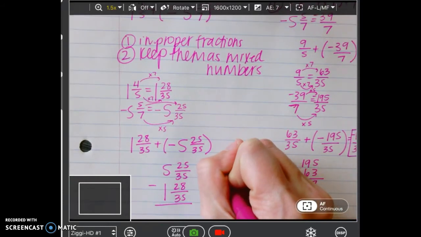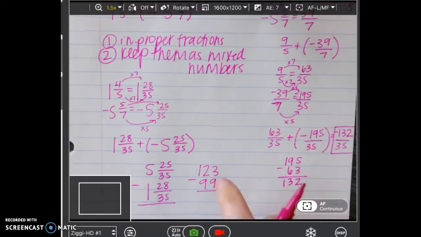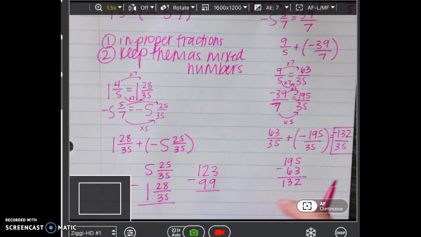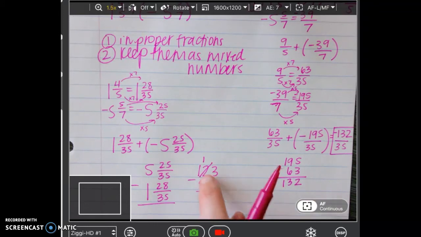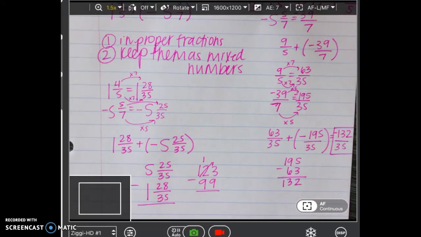It's kind of like if I had this example here, 123 minus 99. I can't take away 9 from 3, so I have to borrow from my previous number. And when I borrow 1 from 2, I now add a 1 to 13. So now I can subtract and get 4.